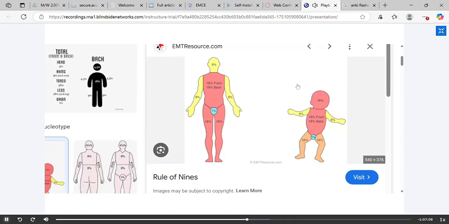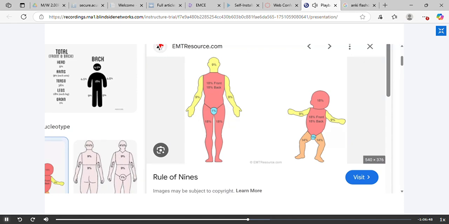Well, if you notice, the head is different between the adult and the infant, because keep in mind the head is proportionately larger for the infant than it is for the adult. So for an adult, the head is 9%. For an infant, the head is 18. The entire front and back is 18. Front and back on an adult is 9.